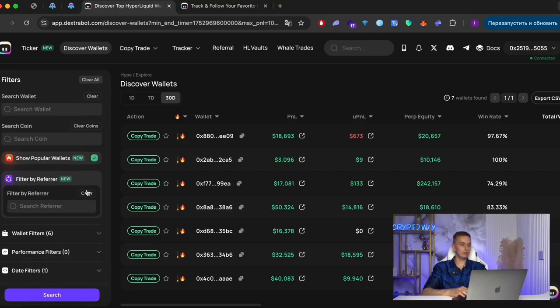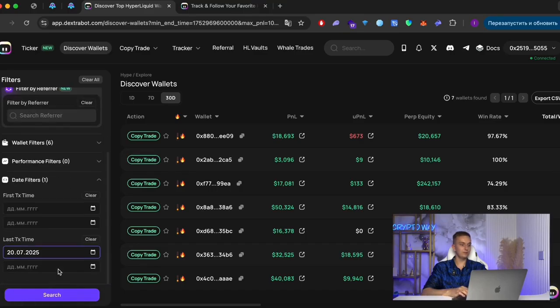Next, the following criterion we need to set. Let's go to the date filter. Here, you need to set the date. Usually I set the previous day. So for example, if today is the 21st, I set it to the 20th. This way, we see all the current up-to-date traders.